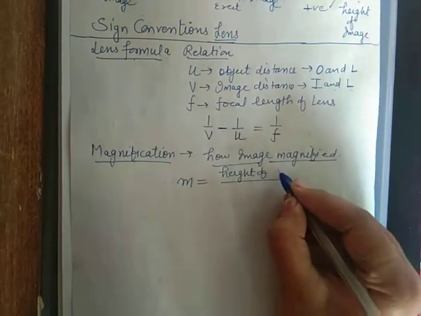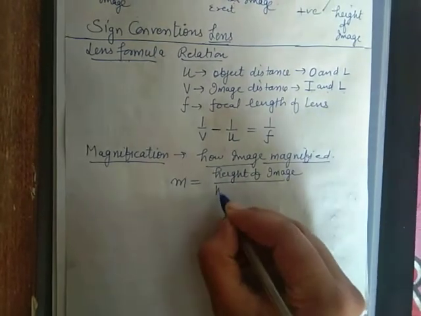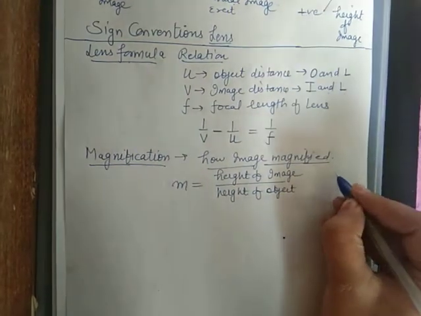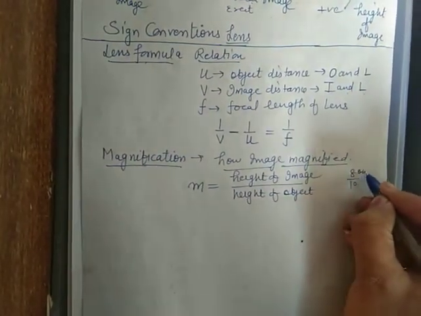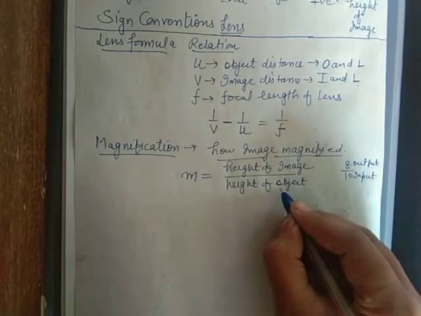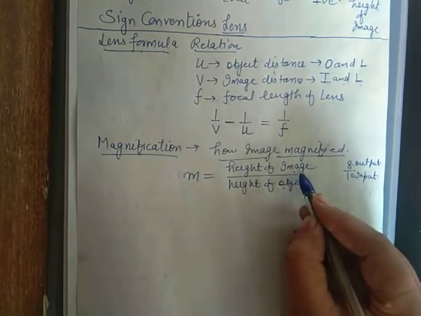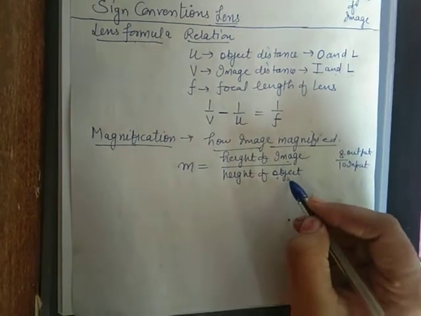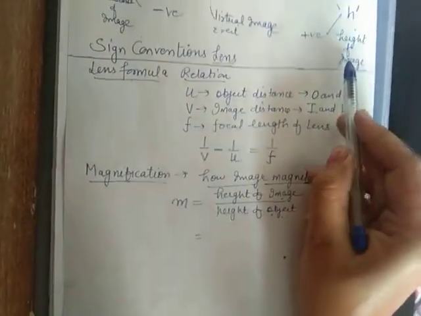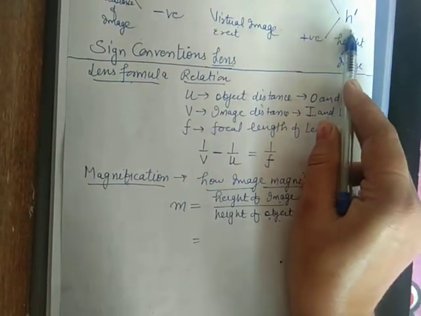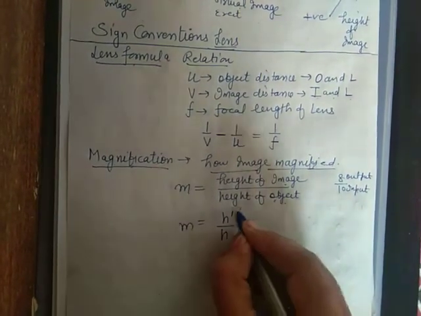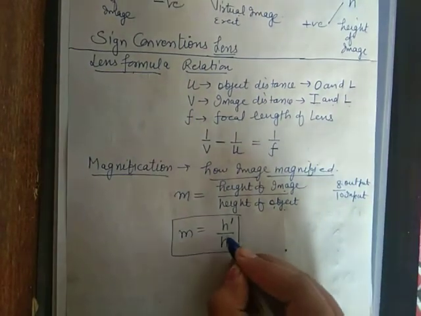So mathematically, magnification may be defined as height of output. What is output? That is our image. And what is input? That is object. So in input we place object and as a result we get image. So height of image upon height of object. As I have told you, height of image is represented by the letter H dash and height of object is represented by the letter H. So M is equal to H dash upon H, height of image to the height of object.